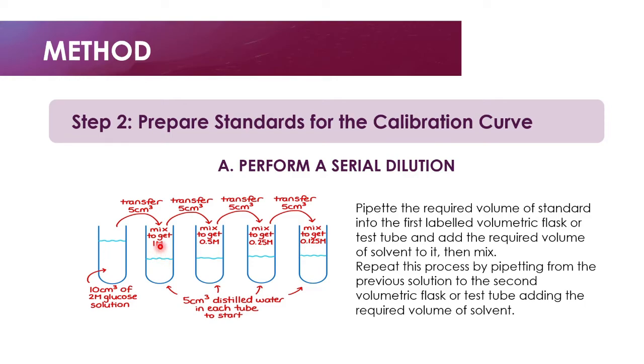Also, to prepare the 0.5 molar glucose solution, we pick 5 mils of the 1 molar glucose solution and add 5 mils of distilled water to it and mix very well. And also to prepare the 0.25 molar concentration, we pick 5 mils of the 0.5 molar glucose solution and add 5 mils of distilled water to it and mix. And to prepare the final one, which is 0.125 molar, we pick 5 mils of the 0.25 molar glucose solution prepared and add 5 mils of distilled water to it.